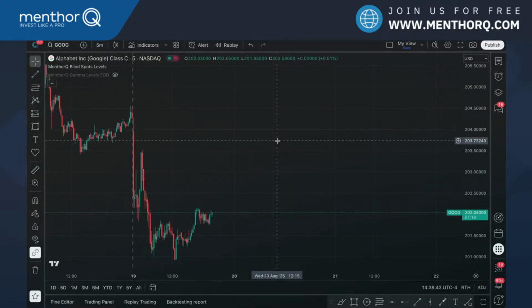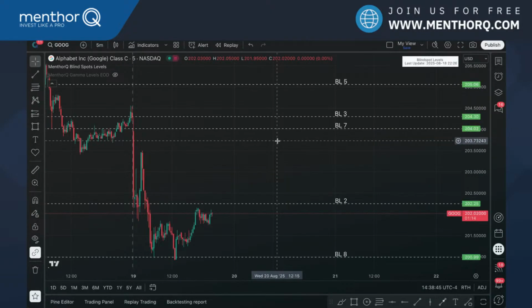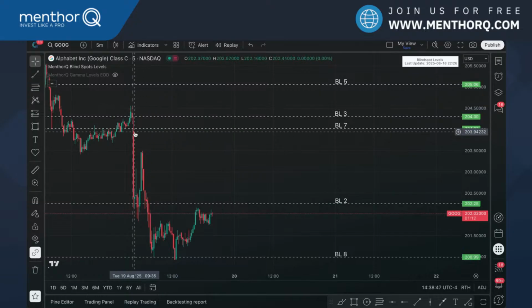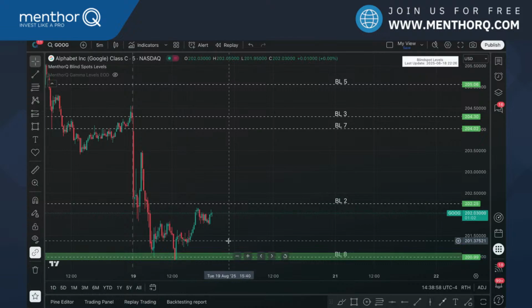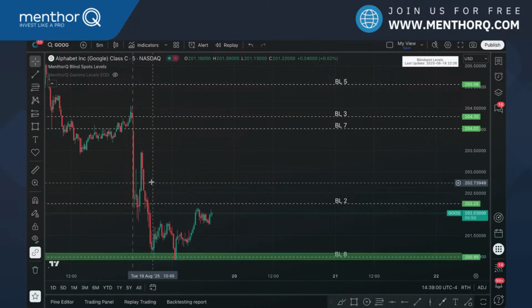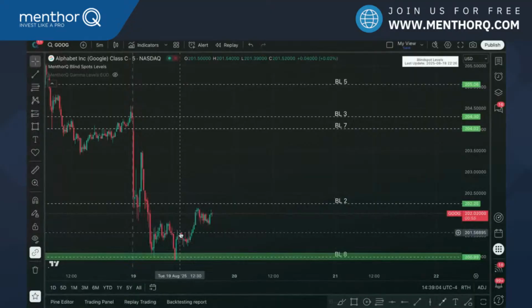Let's go on Google. Same picture, dropped at the open, found support initially at BL2, dropped all the way down to BL8, and then BL8 was, for now, the low for the day. And this could have been a nice area for a reversal trade, or again, if you were on the short side, this could have been a nice area to potentially take partial or full profit as well.